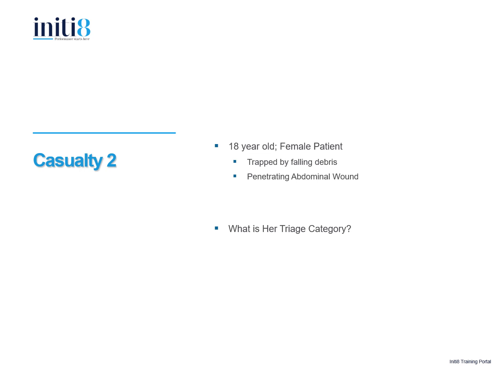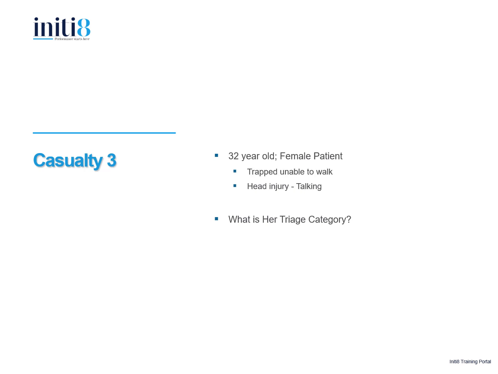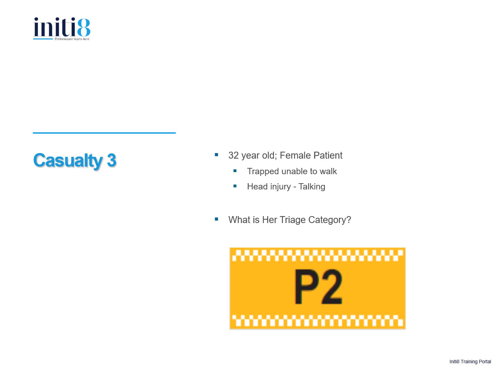Casualty 2, an 18-year-old female patient trapped by debris, has a penetrating abdominal wound. What is her triage category? Correct. Her triage category is immediate priority 1, red. Casualty 3, a 32-year-old female patient trapped, unable to walk, with a head injury, but is talking. What is her triage category? Correct. Triage category is urgent, priority 2, P2, yellow.